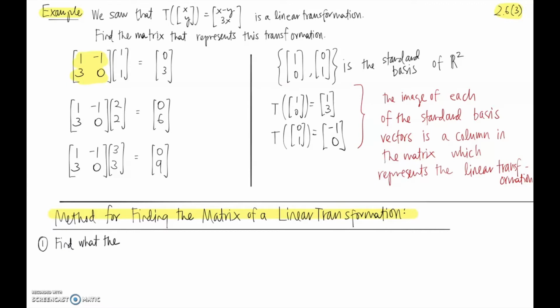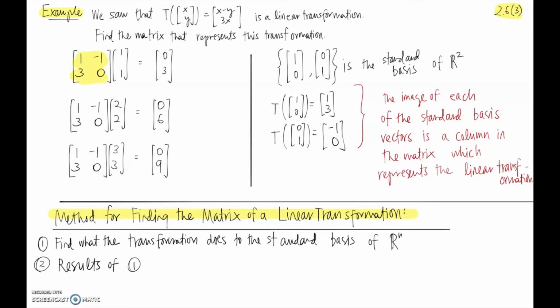First of all, find what the transformation does to the standard basis of Rn, whatever dimension you're in. And then the results of what you found in step 1 are the columns of the transformation matrix. And that's it.